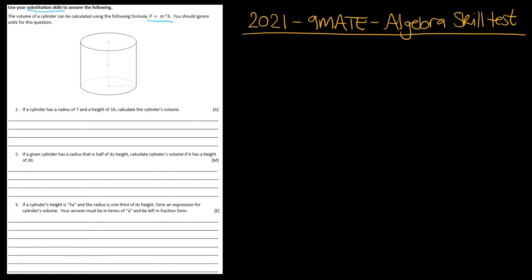And then question number one, which I'll just jot up here. Question number one, if the cylinder has a radius of 7, so what that means is r is equal to 7 and a height of 10. So that tells us that h is equal to 10. Our job is to find the cylinder's volume. So what we're going to do is jot down our volume formula, which we had above, underlined before, but the volume is equal to pi r squared h.